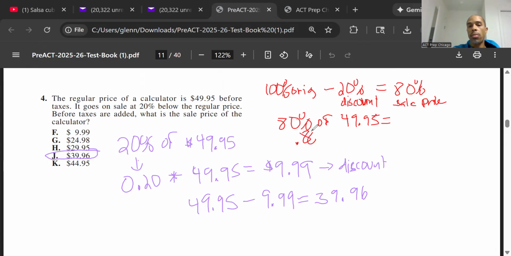Here, we have sale price percent and actual sale price. So we turn the 80% into 0.80, and "of" means multiply, so we take the percent of a number. We do 80% of $49.95. If you put it on the calculator, 0.8 times 49.95, we get 39.96, the same value we had. So those are the two different methods, ways to do it. That's why I did the different colors.